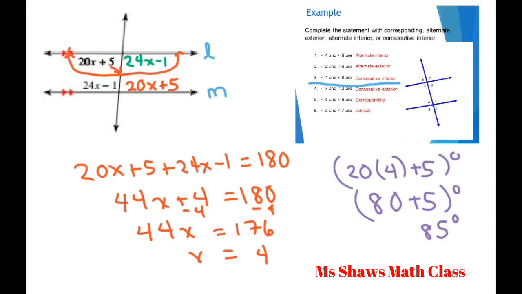And let's do the 24 one. So we have 24 times 4, since x is 4, minus 1. That's going to be 96 minus 1 degrees, which equals 95. So since these are the same, they're the same because these two lines are parallel.